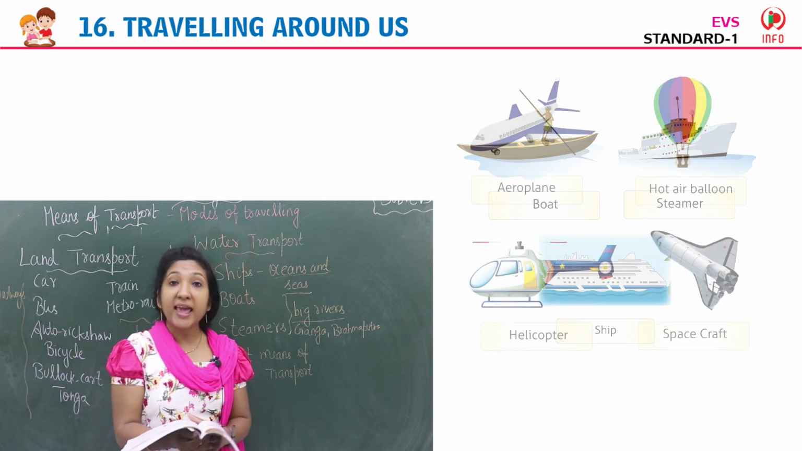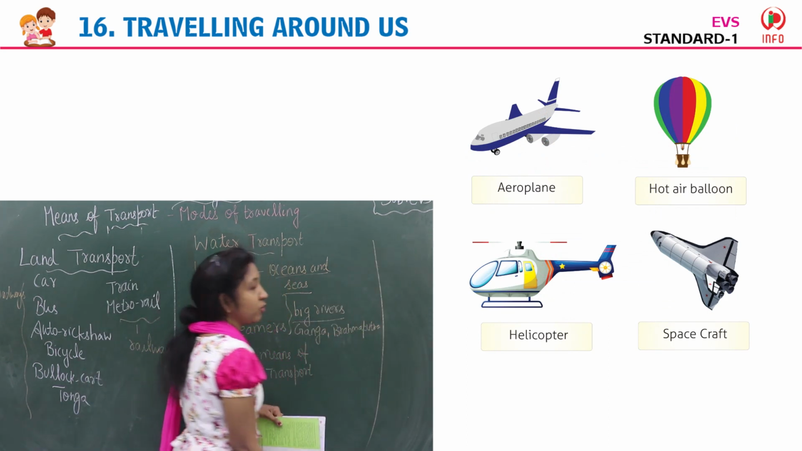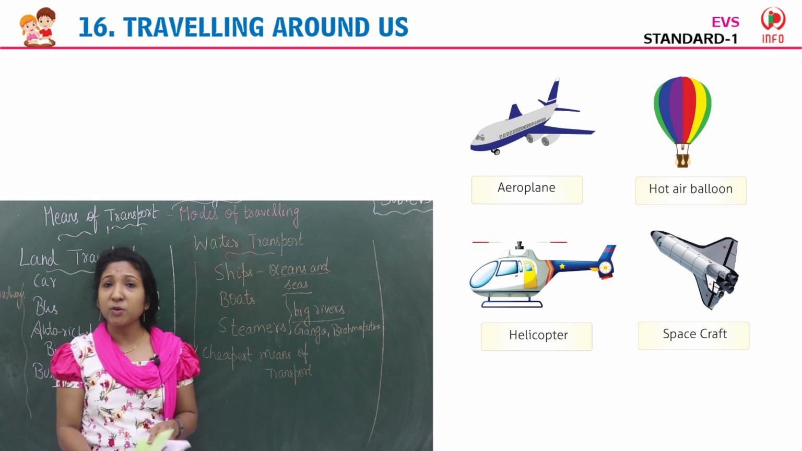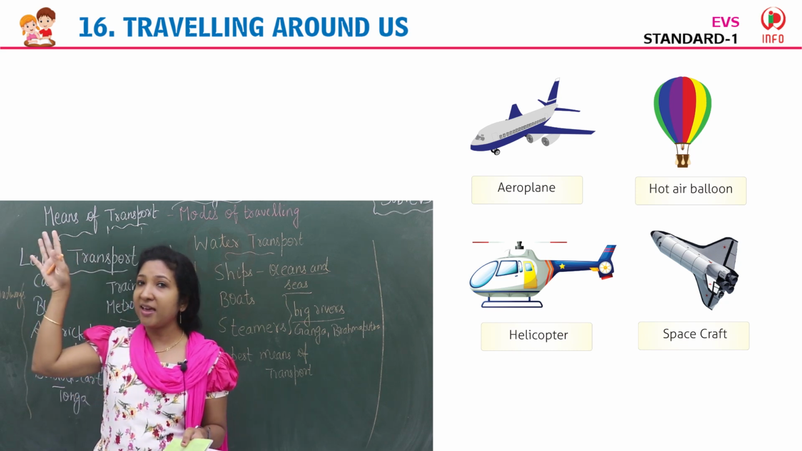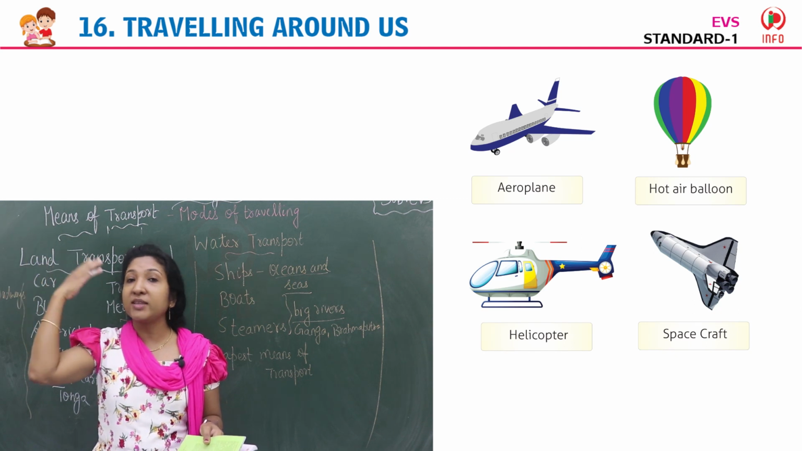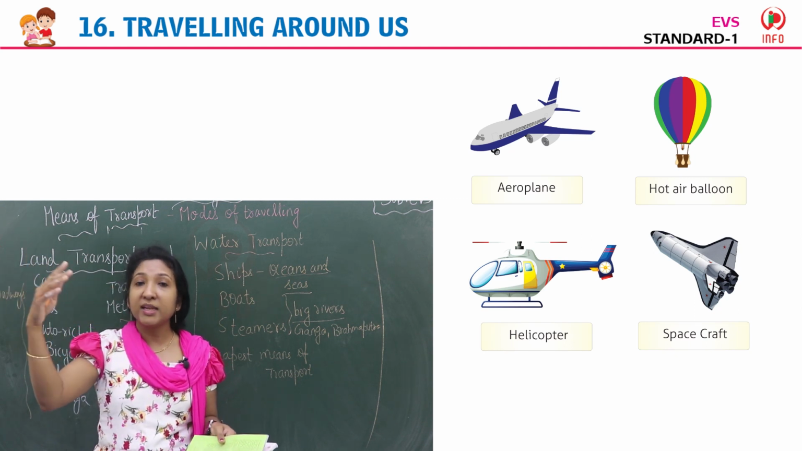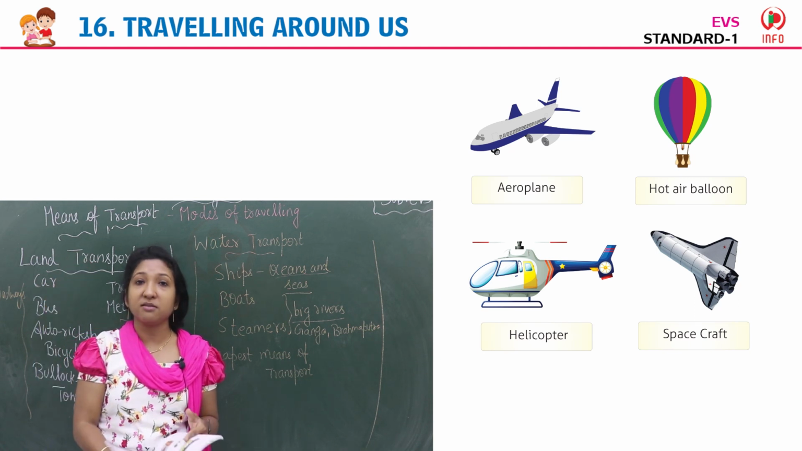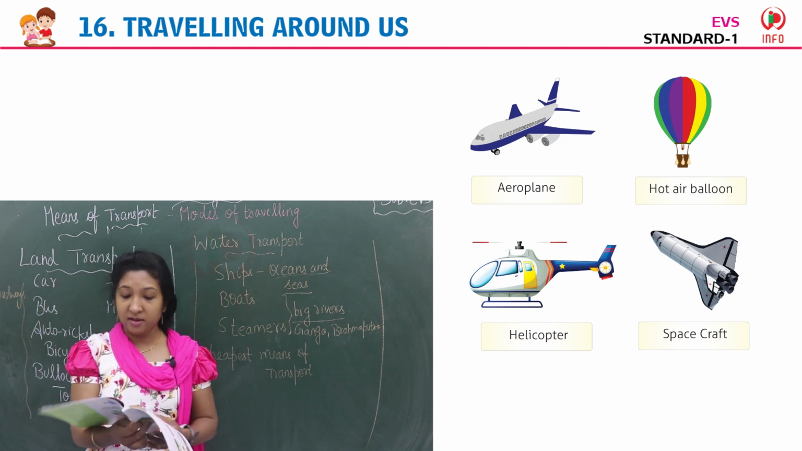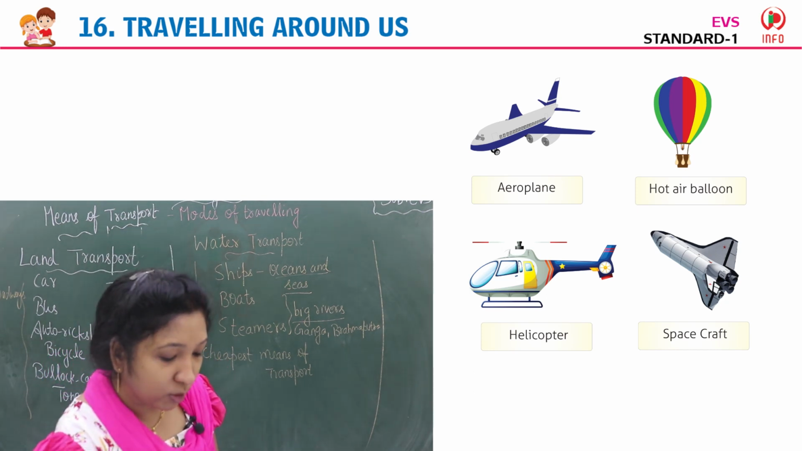Next, air transport. Yes, air transport. Air transport means traveling through air. As I told you earlier, to travel across the country, outside the country, people mostly use aeroplane. Yes, aeroplanes are one of the means of transport.